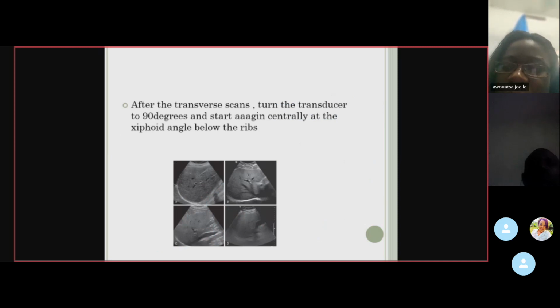Once we do the transverse scan, we turn the transducer and start doing the longitudinal scan, starting again from the xiphoid process and then moving downwards. This is the image which shows the liver with its arteries and the hepatic and portal veins. We have to get the full liver, and all the area should be covered.